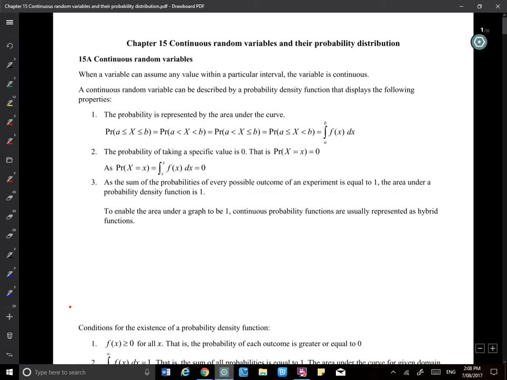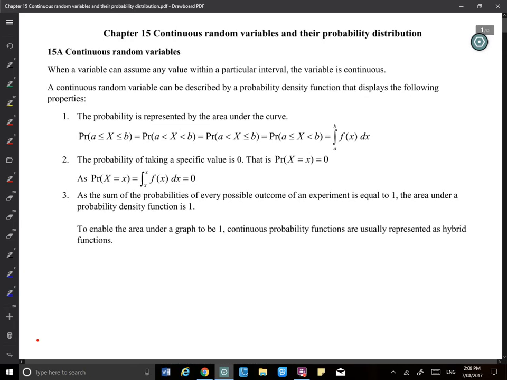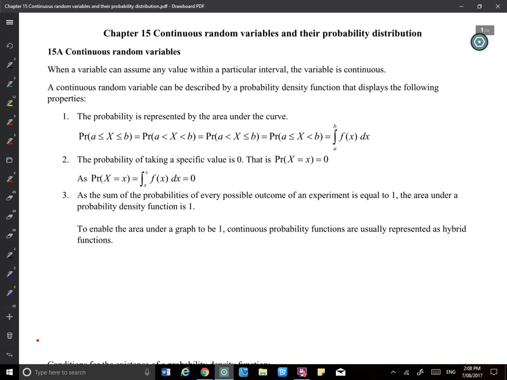Okay, today we're going to learn continuous random variables and their probability distributions, which is chapter 15. We have chapter 15 for general continuous, and chapter 16 for normal. So we have two chapters for continuous random variables, just as we had two chapters for discrete random variables before. Chapters 13 and 14 are on discrete, and today is on continuous.